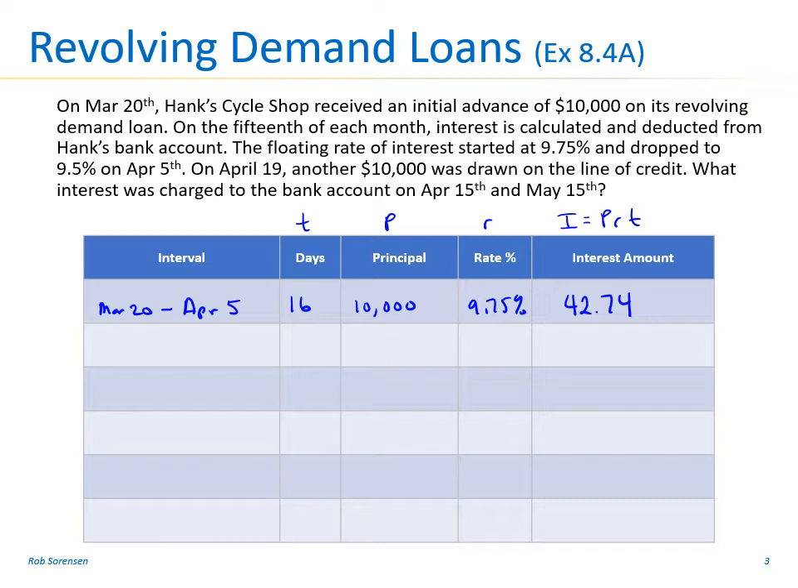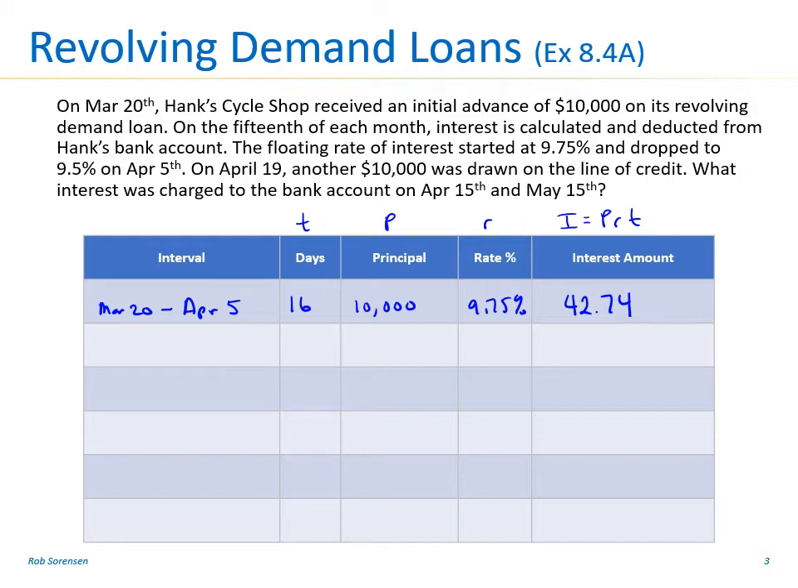Now, Hank doesn't have to pay this money yet. Remember, it says he pays his interest on the 15th of each month. We're not at the 15th yet. Nor does that $42 get added to the principal. We're not compounding. There's no interest being earned on interest. So we're just really keeping track of it over on the right here, but we're not going to do anything with it yet.